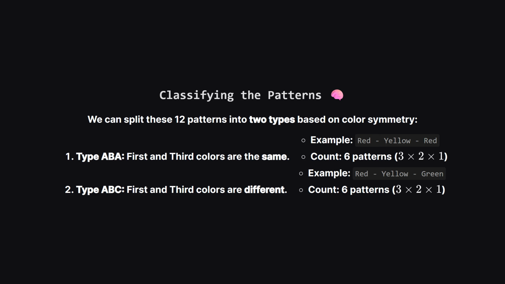Now here is the key insight that cracks this problem. We don't need to track all 12 specific combinations like red, green, red, or yellow, blue, yellow. We only care about the structure of the colors in a row, because that structure determines what we can do in the next row. We can group the patterns into 2 types. Type ABA means the first and third colors are the same, like red, yellow, red. Type ABC means all 3 colors are different, like red, yellow, green. Interestingly, there are exactly 6 ways to make an ABA pattern, and 6 ways to make an ABC pattern.